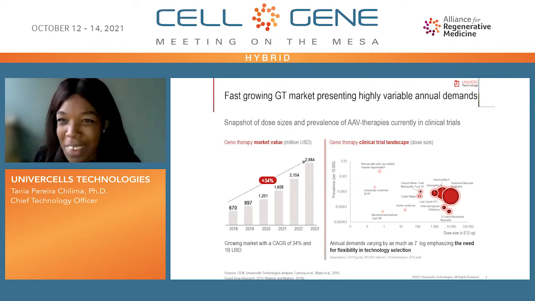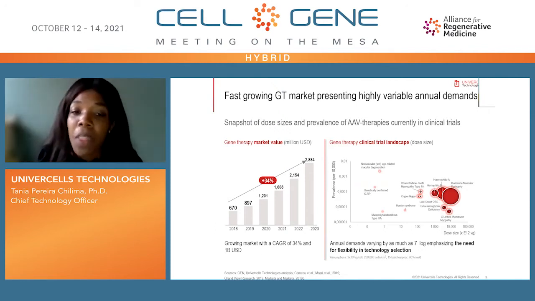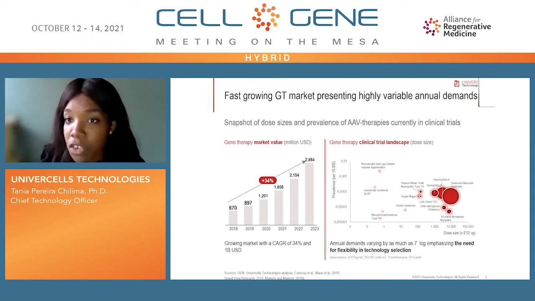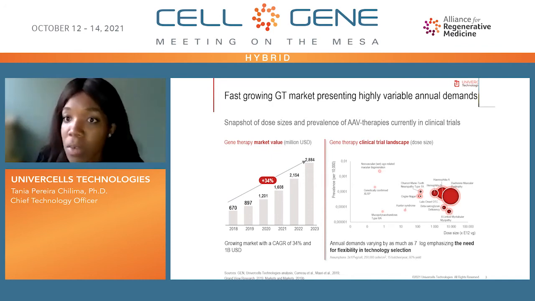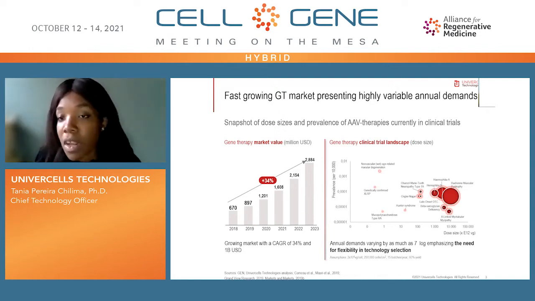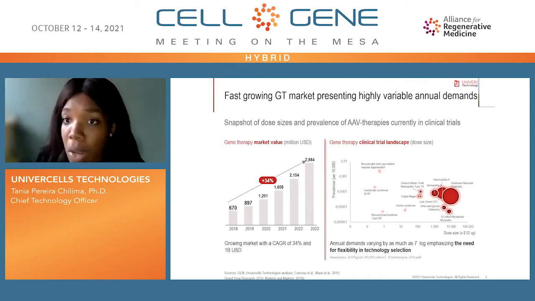It is continuously growing, and one of the key characteristics of this market is that the annual demands for different indications vary significantly according to the dose size as well as the incidence rate. And some of these indications require very, very high annual demands, which means a lot of viral vector to be generated. So we need, in this sense, both flexibility to accommodate different annual demands while still being able to tackle those very, very high annual demand indications.